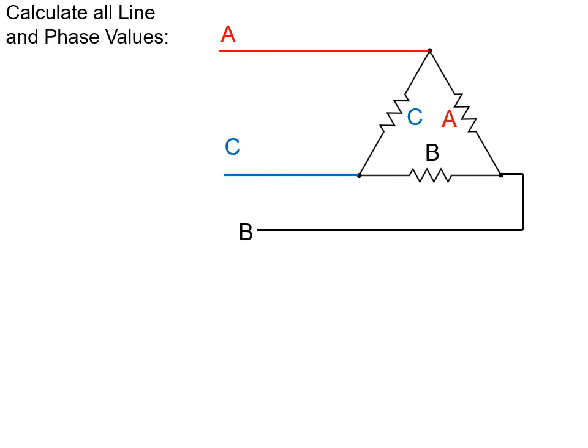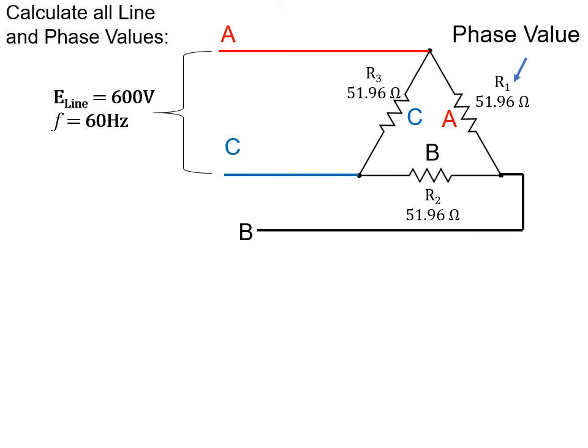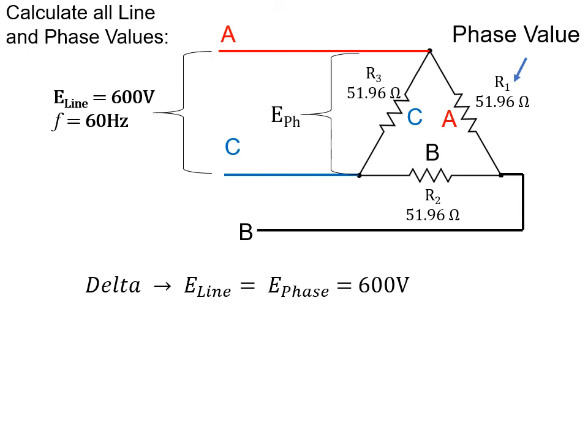So let's calculate all the phase and line voltages and currents for this simple delta. Again, let's use 600 volts, 60 hertz as our standard line voltage. We'll have a delta connected load of 51.96 ohms. And again, these resistors are connected inside the shape, so these are phase values. Since I have a phase connected load, I need a phase voltage, but it's a delta. And in a delta, E phase is equal to E line. So our phase voltage is 600 volts as well.